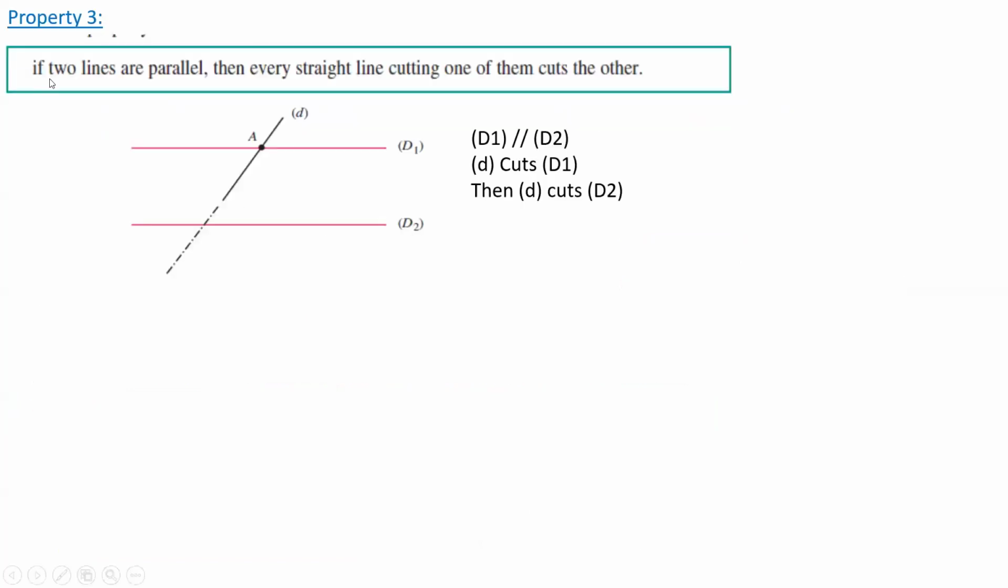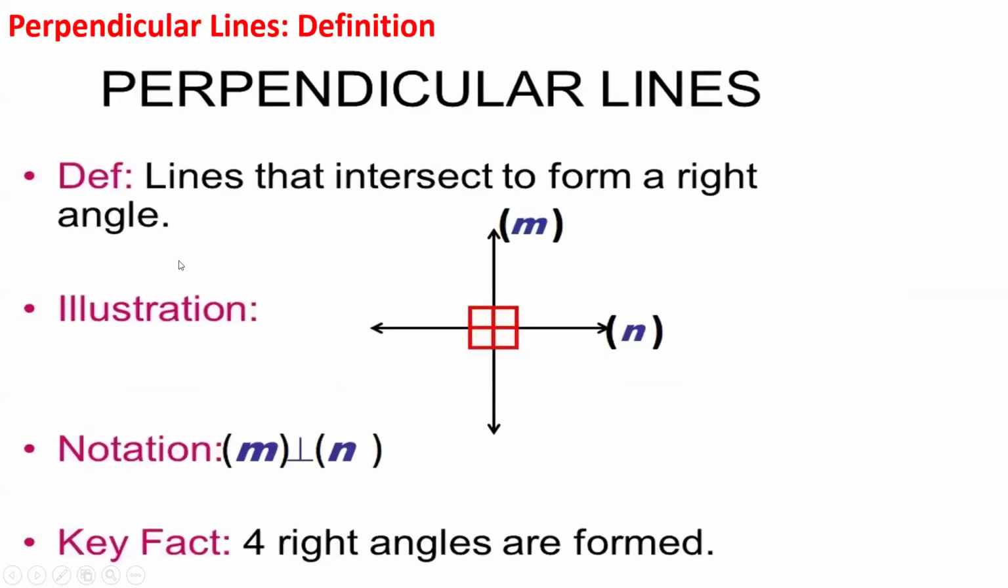Property number 3, if two lines are parallel, then every straight line cutting one of them also cuts the other. For example, if we have line D1 parallel to line D2, if line D cuts D1, then it also cuts D2. Okay, so these are the properties of parallel lines.